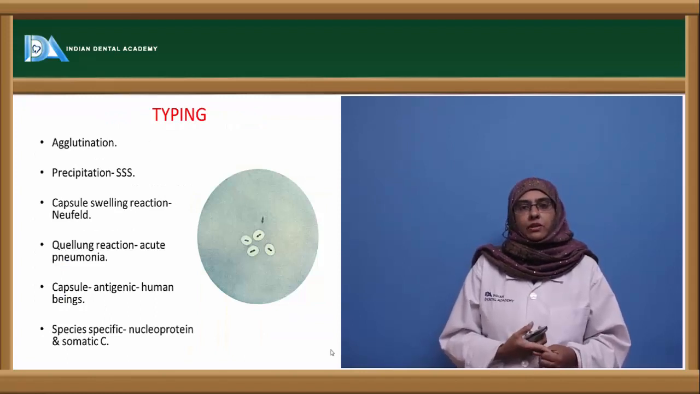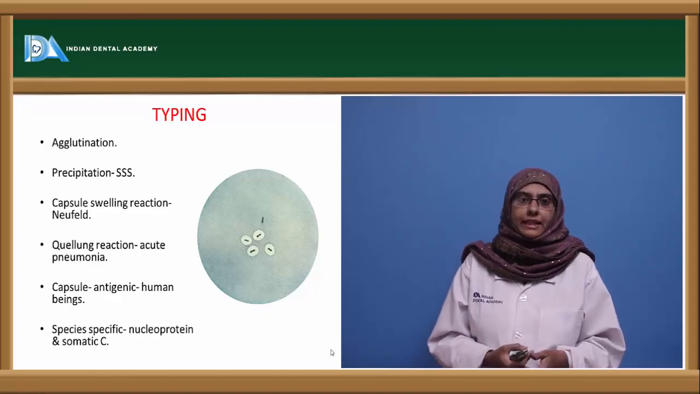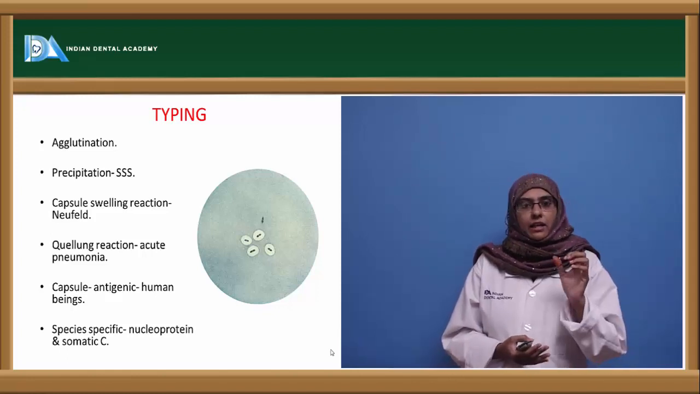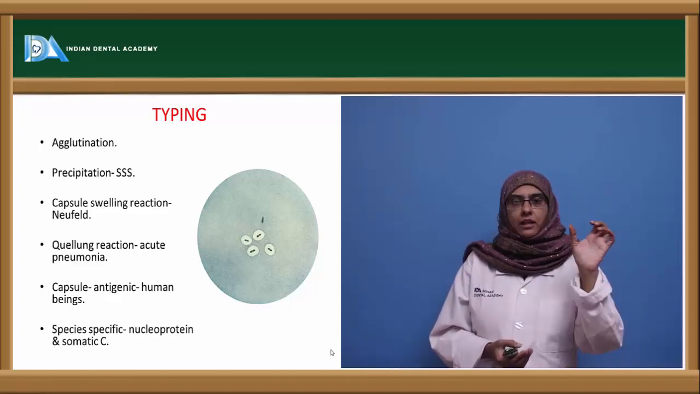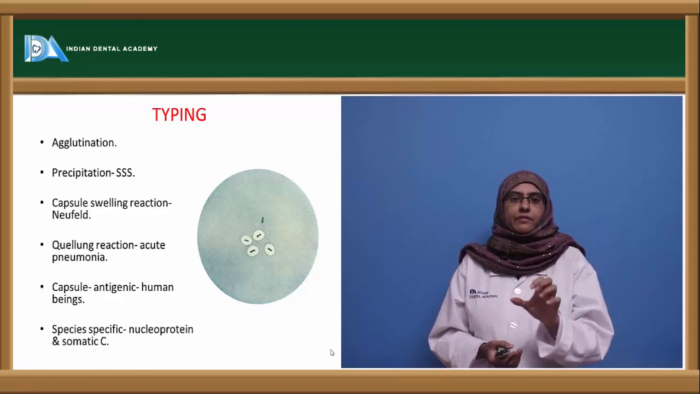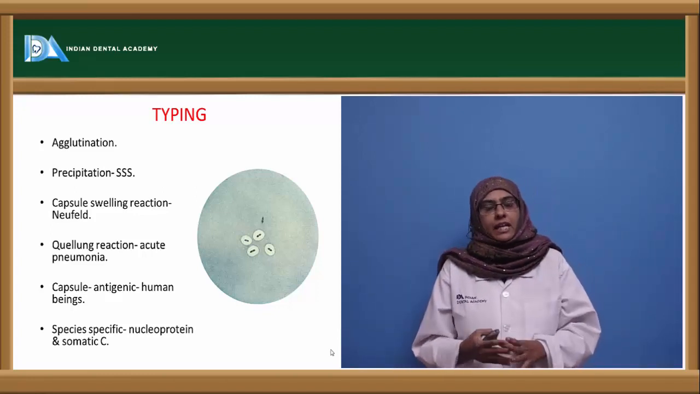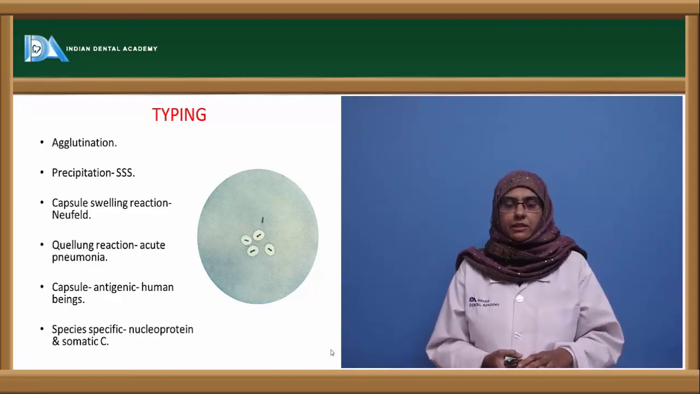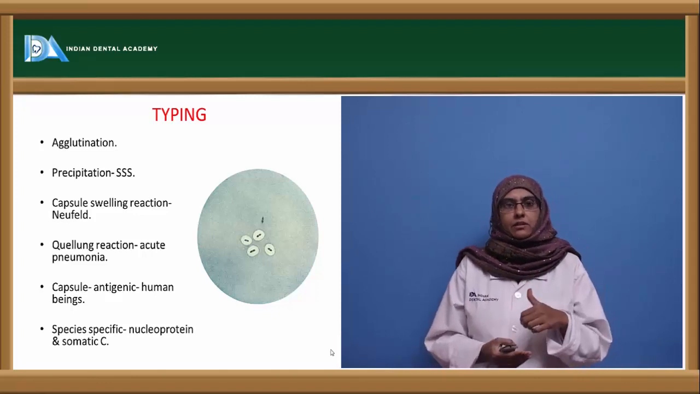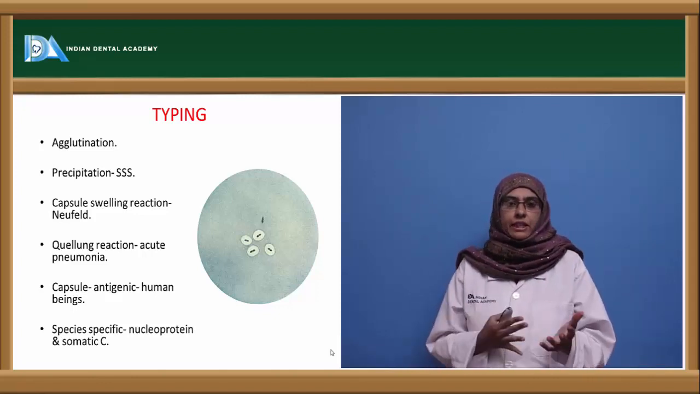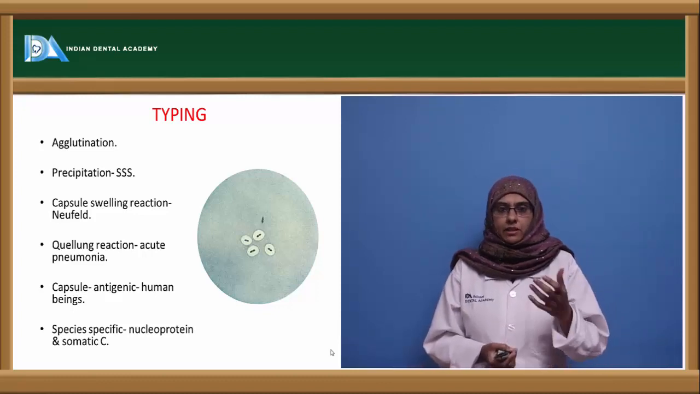Coming to the typing, how do we type this organism? It is mostly carried out with the help of a serological technique, that is the agglutination reaction. Agglutination with the type-specific sera and the capsular material helps to identify which type of capsular material it is and the serotype to which it belongs. Next, we can go with the precipitation test, where the specific soluble substance is treated with the serum of the patient to identify whether there is an interaction and the precipitation is positive or not, and based on that you can type the capsular material.